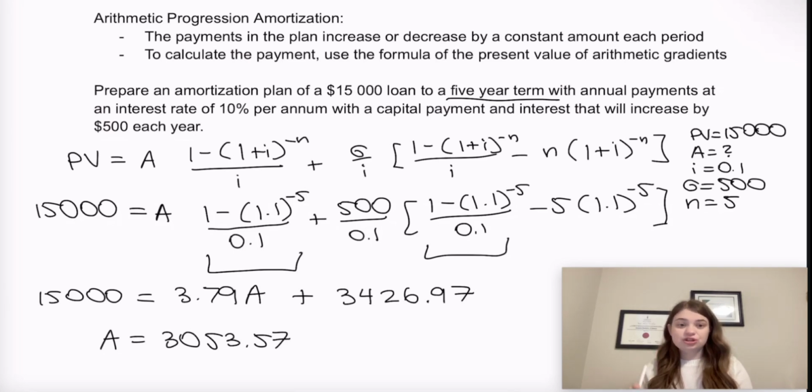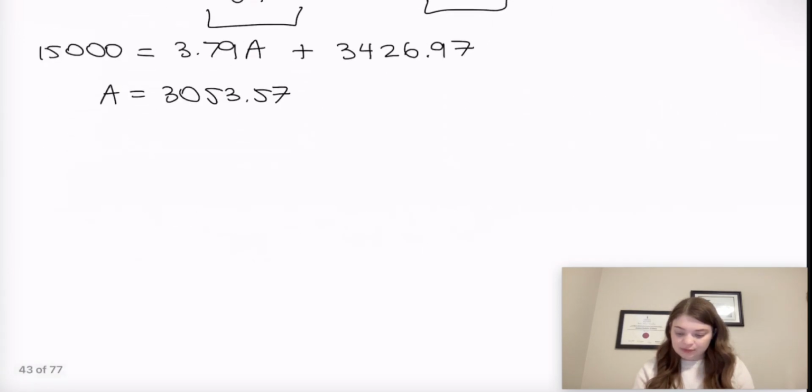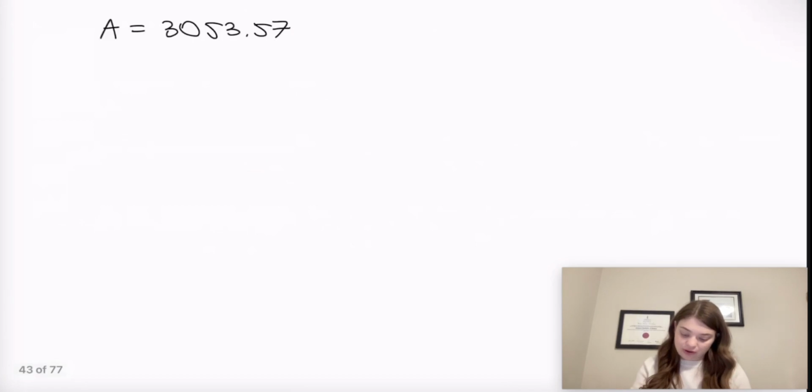That's some key information to do our amortization plan with. We really needed to know that first payment, and well, now we know. All right, so now let's talk about how to do the amortization plan when it comes to arithmetic progression. So now that we figured out this A value, we can figure all this out.